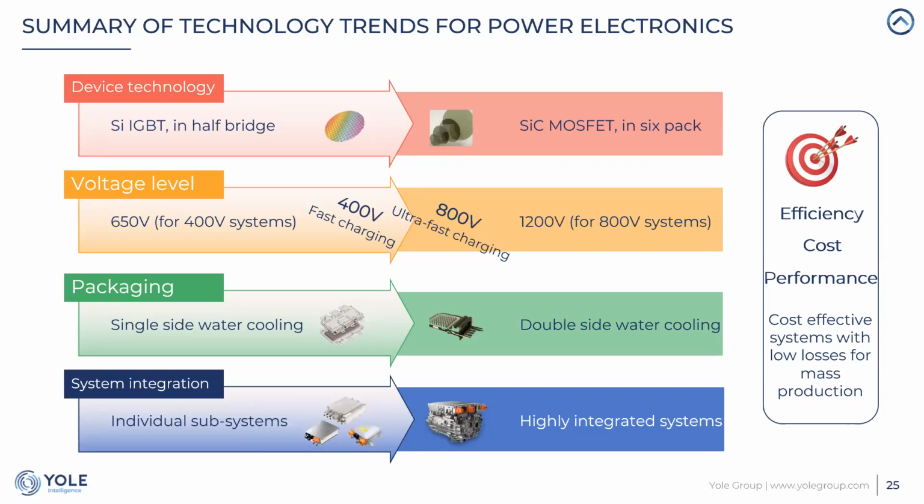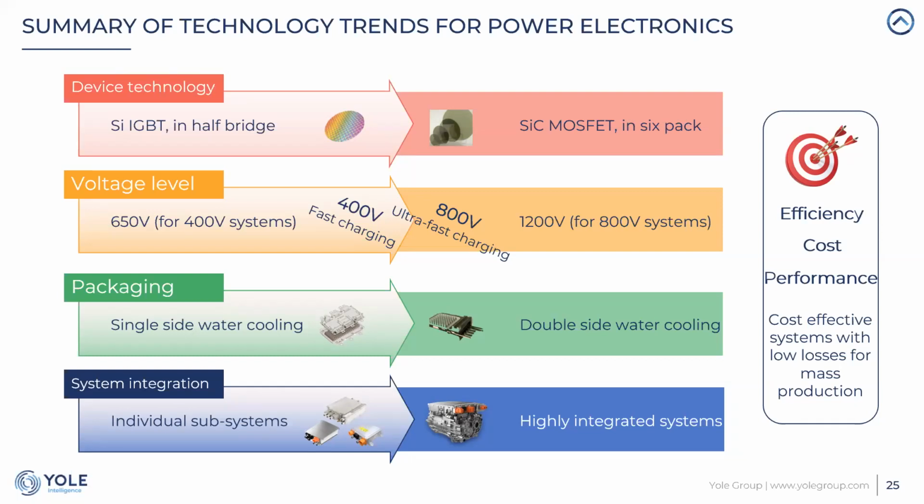The third one is about packaging, to move from single-side water cooling to double-side water cooling, because as you probably know, there are 2 challenges for the packaging of power electronics. One is specific consideration for high voltage, high power, high frequency, and heat dissipation. And the second is related to high lifetime reliability to the automotive standard.